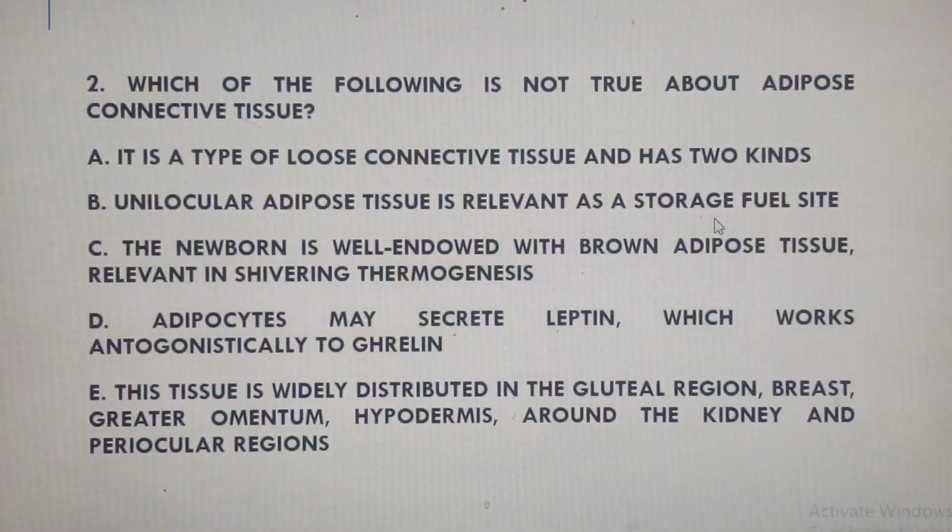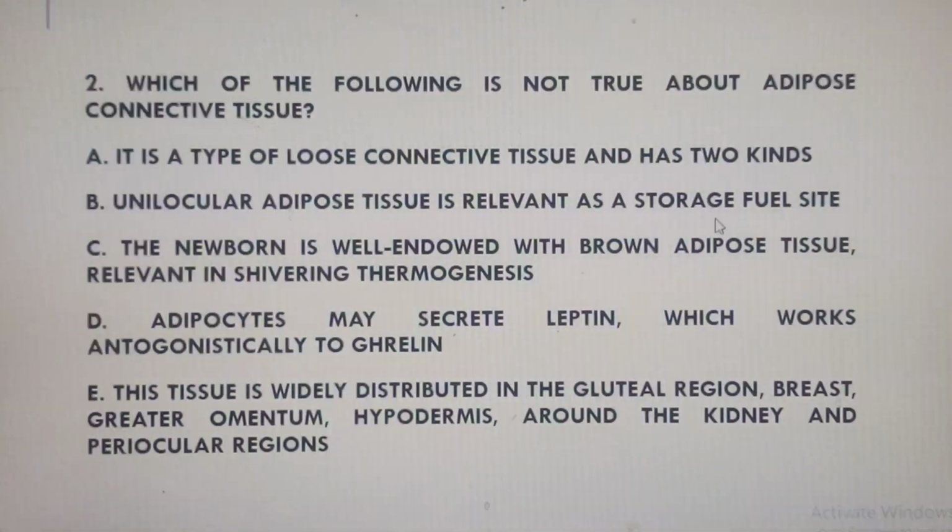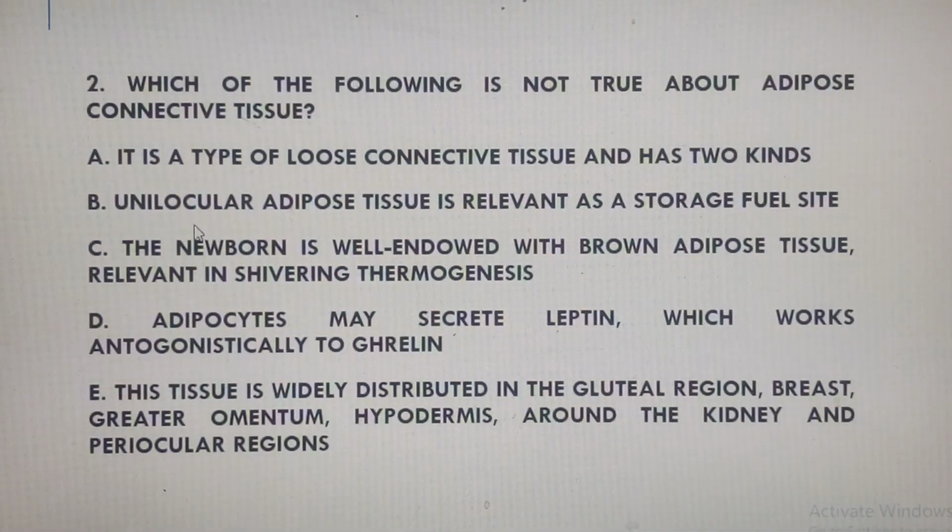You get to know that the white adipose tissue is found in areas like the gluteal region, in the breasts, around the eyeball in the periocular region, around the kidney in the perinephric fat, even the greater omentum, and the subcutaneous layer of the skin, the hypodermis. You are going to find this unilocular adipose, that's the white adipose tissue. That's a fuel storage site, because if you starve yourself, then they will have to be released, of course, to generate energy. They have to be metabolized to generate energy.